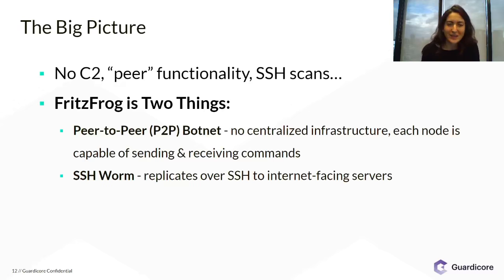All this led me to understand that Fritzfrog was two things. First, it was a peer-to-peer botnet. Every node was its own C2, being able to receive and send commands to other nodes. No single point of infrastructure. And the second thing, Fritzfrog is an SSH worm. It tries to replicate the malware to other SSH servers, thus expanding the whole peer-to-peer network to other machines on the internet.